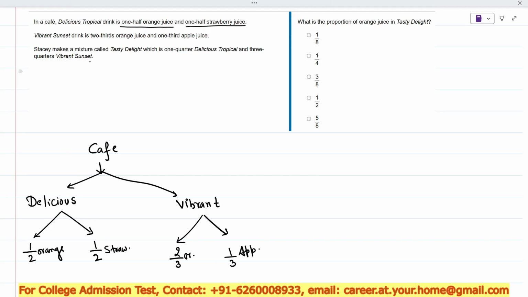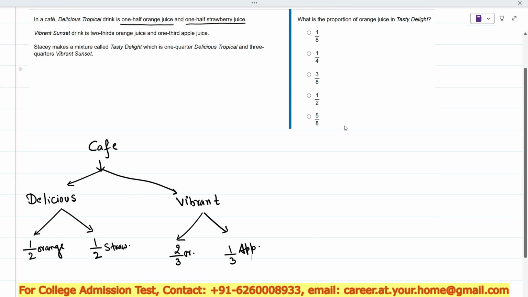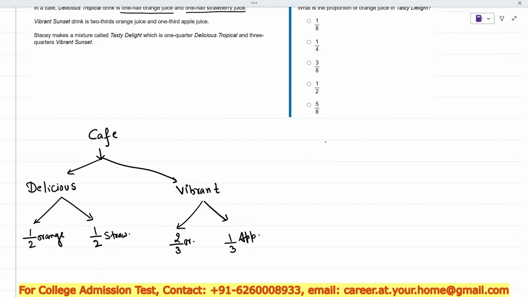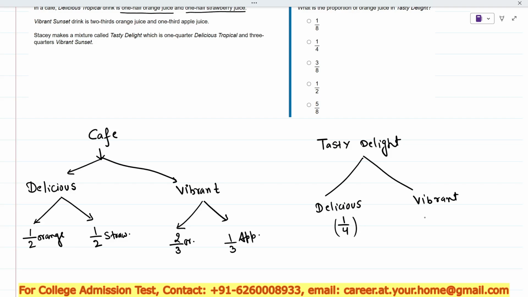Now, Stacy makes a mixture called Tasty Delight. So we have a mixture, Tasty Delight, and it is a mixture of two drinks: the delicious tropical drink and the vibrant sunset drink. The proportion of these drinks is one quarter, that is 1/4, and the other is three quarters, that is 3/4. So this is the story of this question.